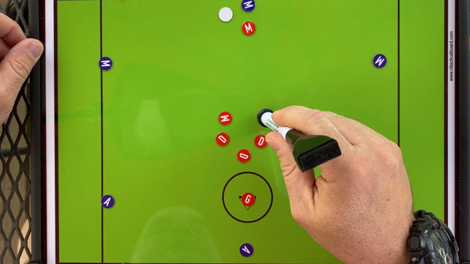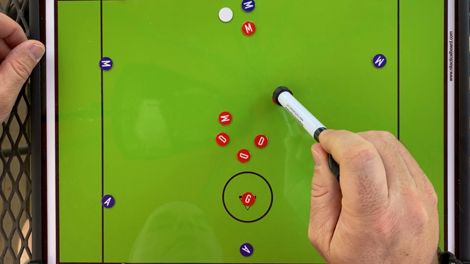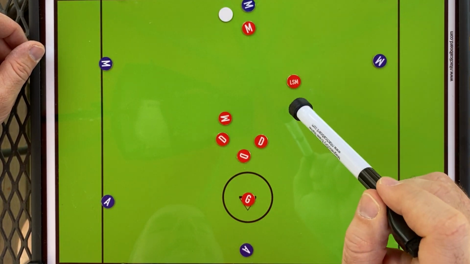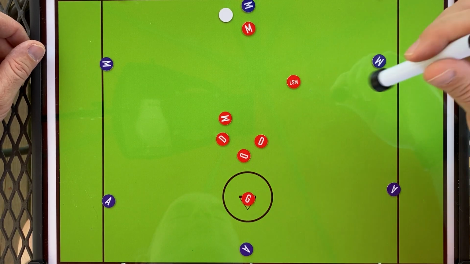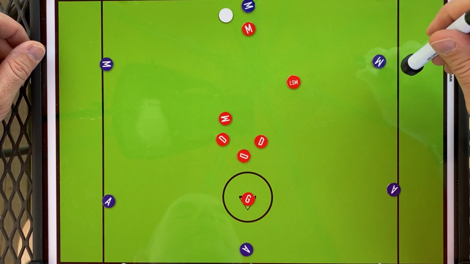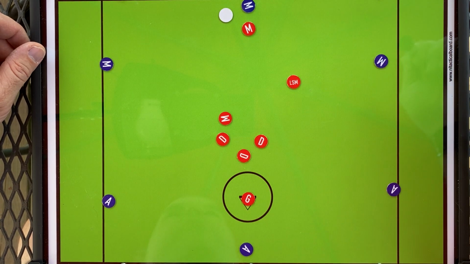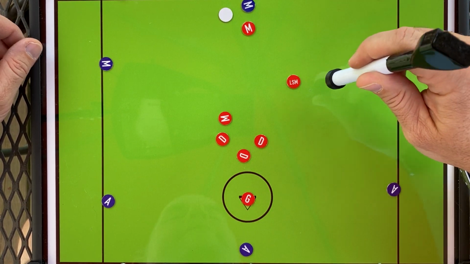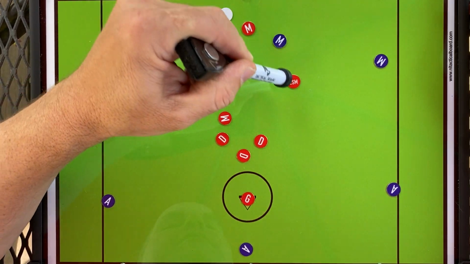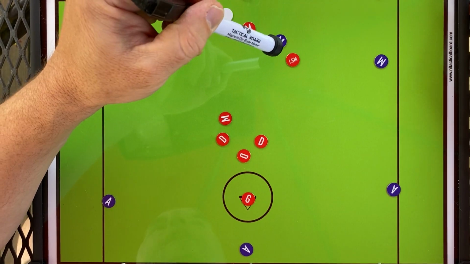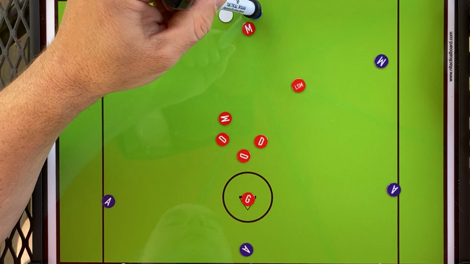So LSM, what's his name going to be? Hot right. Okay, he's hot right. What that means is he is the hot slide, and he's on the right side. He is responsible for his man here, the top right midfielder, as well as any dodge that beats the on-ball defender to the right. He will be the first slide to go pick him up.